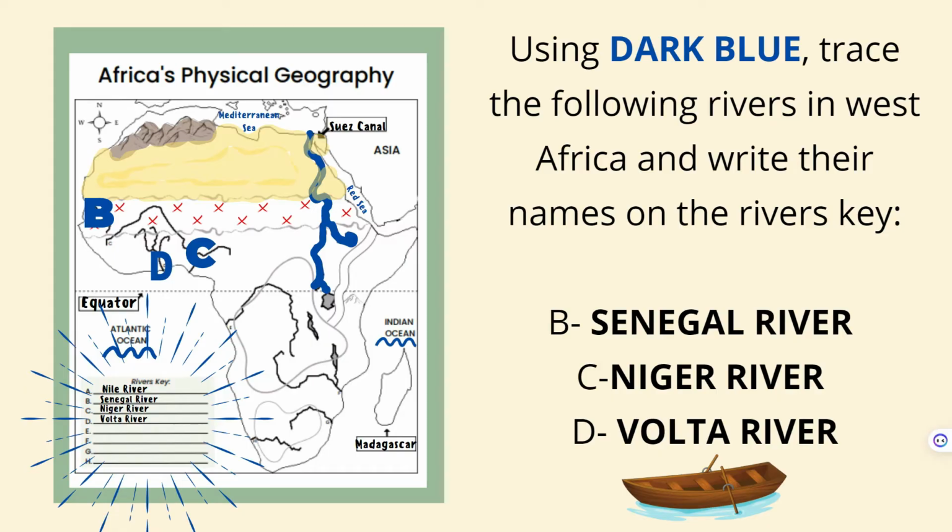Once you're done, go to the bottom left corner to our Rivers key, and next to the letter B, write Senegal River. Letter C is the Niger River. Please trace the Niger River with dark blue, and on the Rivers key, label Niger River next to the letter C. And finally, River D. Please trace in dark blue, and then label it on the Rivers key, Volta River.